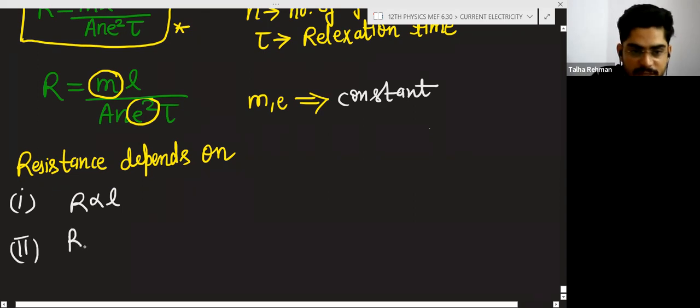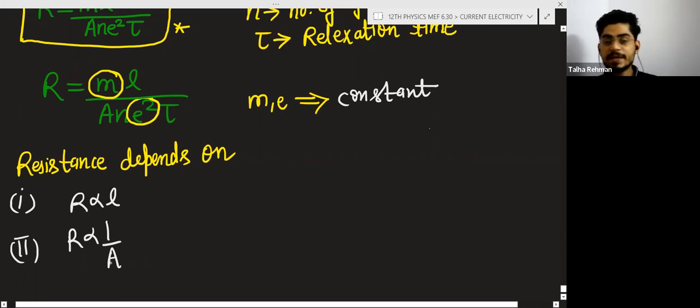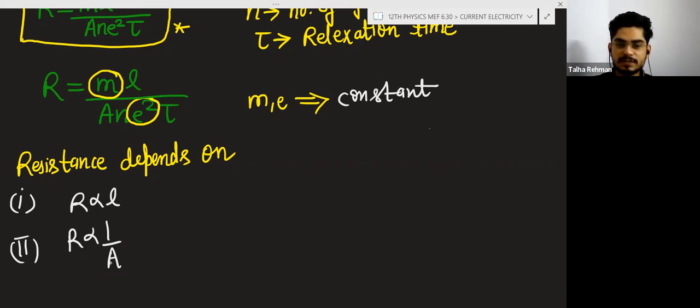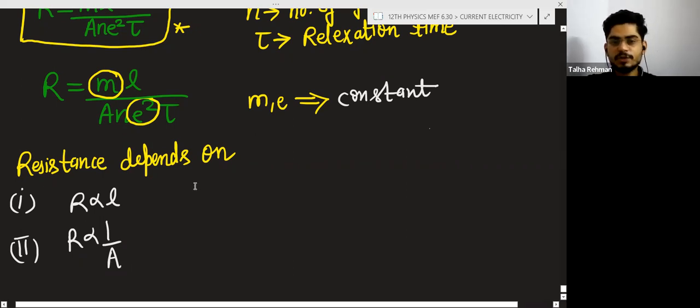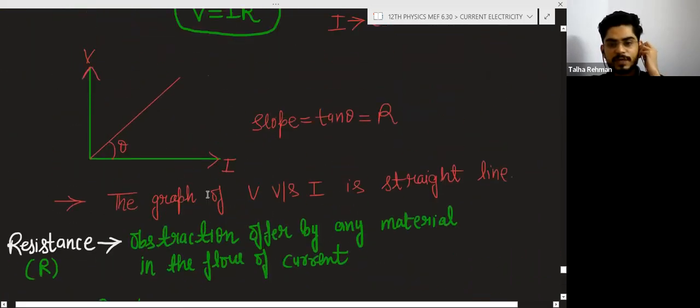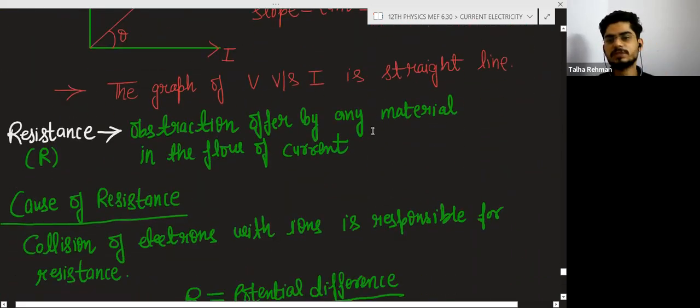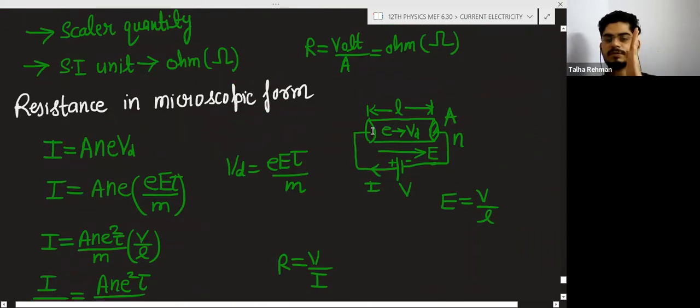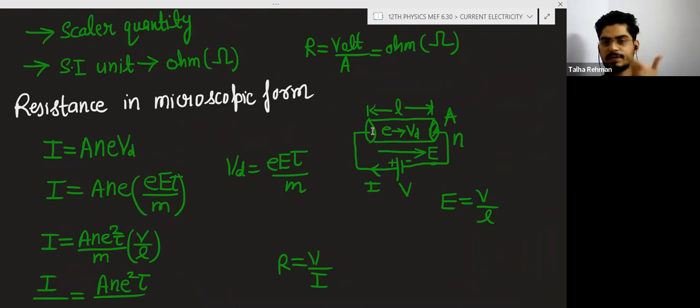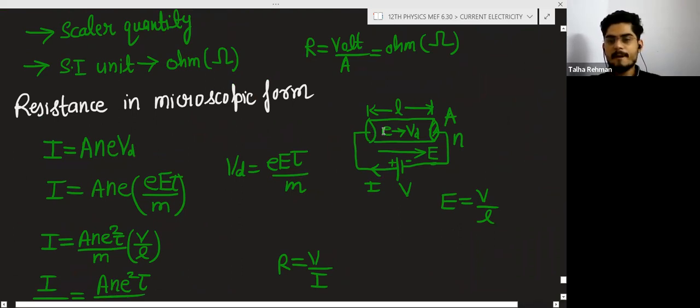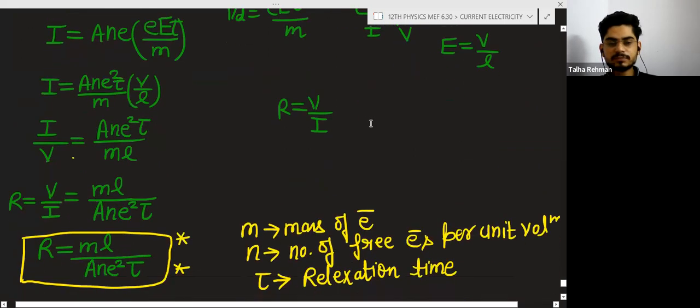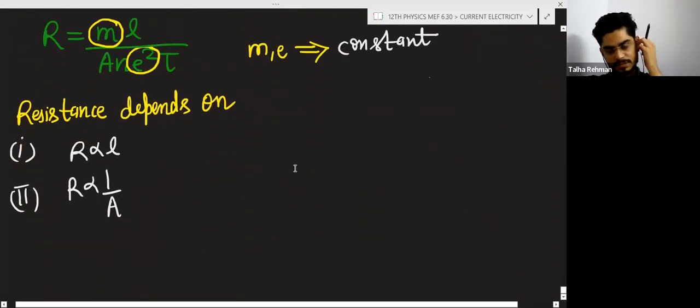Secondly, resistance is inversely proportional to the area of cross section. If you increase the area of cross section, the resistance will decrease. Why? Because when you increase the area of cross section of the conductor, more charge will pass through the area in a definite time. More electrons will pass. So the resistance will decrease, or if you decrease the area, then the resistance will increase.